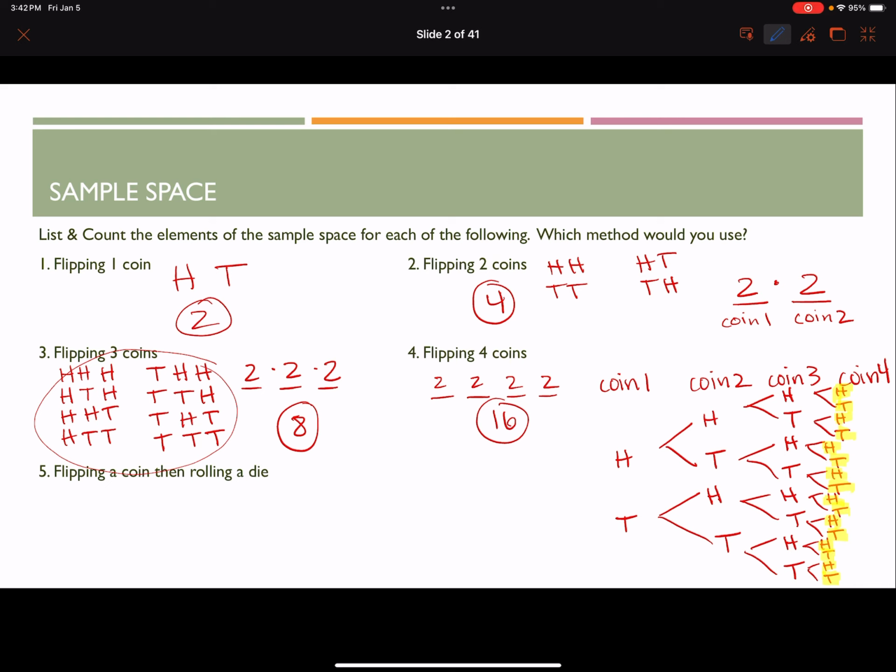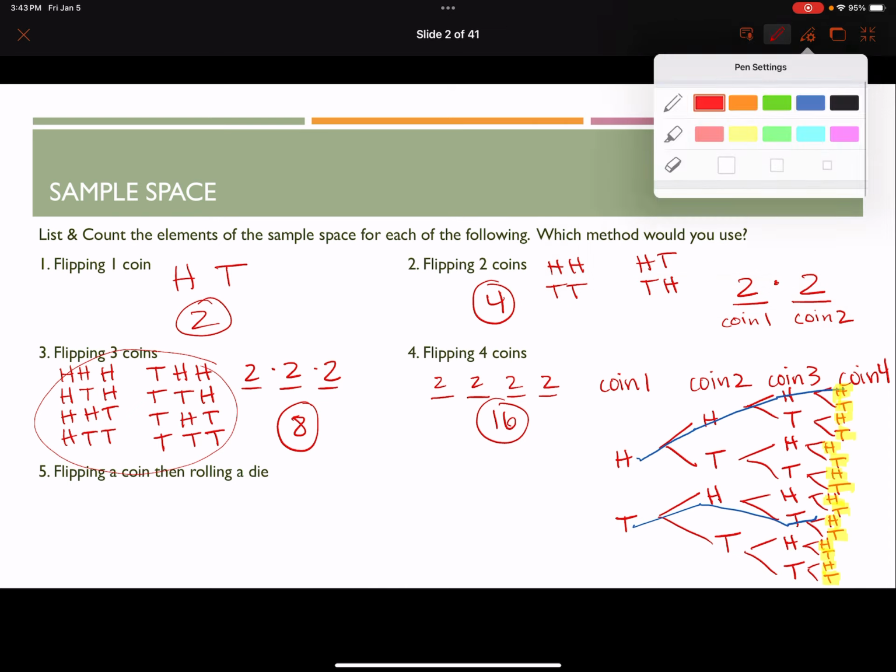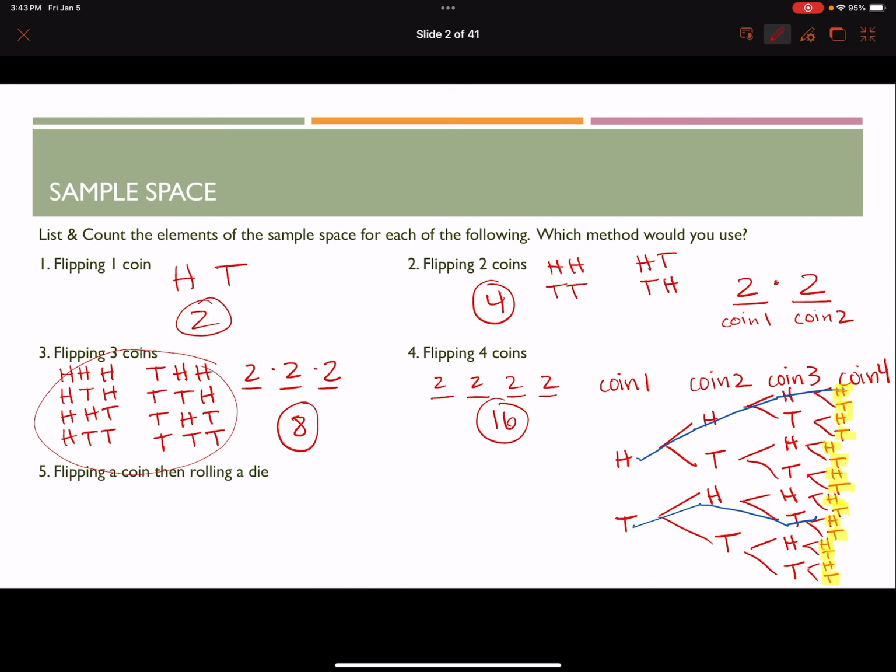So for example, one possible outcome, if I start here at coin 1, I could get a head, head, head, head, right? Another possible outcome, if I just start at the tail, I could go tail, head, head. So all of these unique paths down my tree diagram give me each of my 16 possible outcomes. So there you go, you have a tree diagram.